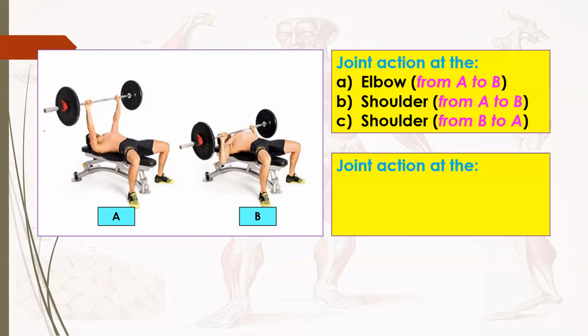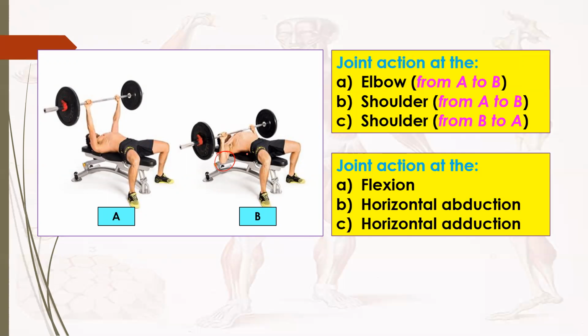Okay, so the joint action at the elbow from A to B is flexion. So you can see here from a straight position, the arm's now bent at the elbow. That's a decrease in the angle of the joint. That's flexion. Second one. So this is a new term for A-level PE. This is horizontal abduction. So if you look at the shoulder from A to B, from having the arms up out in front of them, they've dropped back parallel to the ground. That is horizontal abduction.